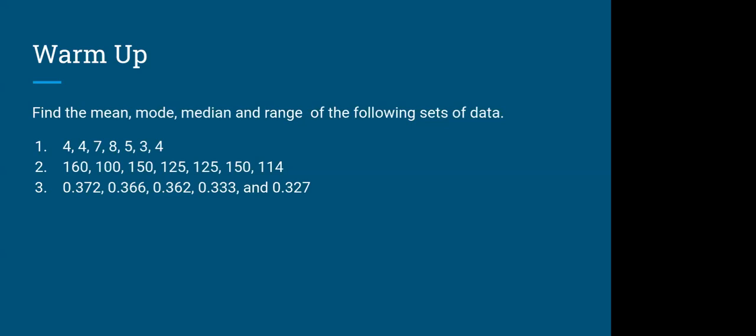The second set of data is 160, 100, 150, 125, 125, 150, 114. Again, the second set of data is 160, 100, 150, 125, 125, 150, 114.